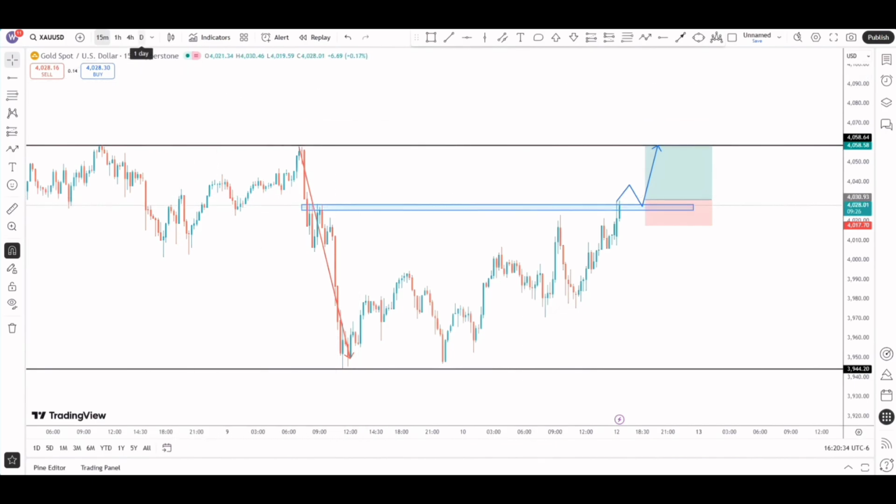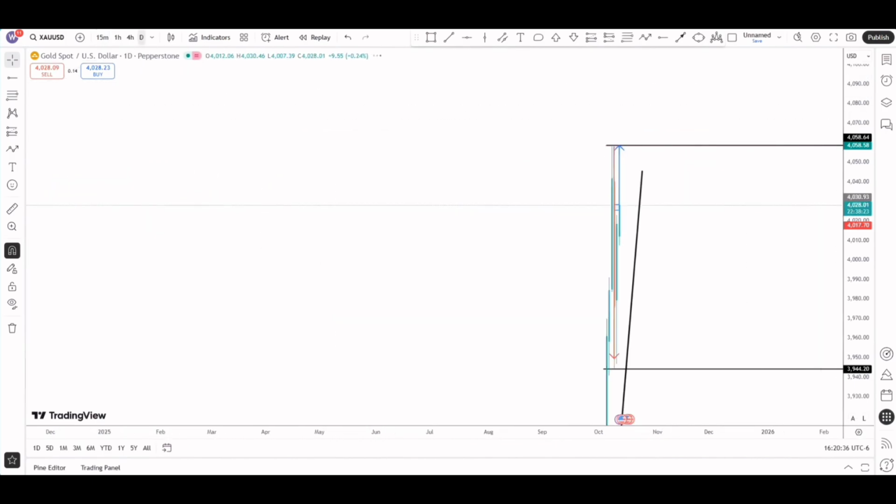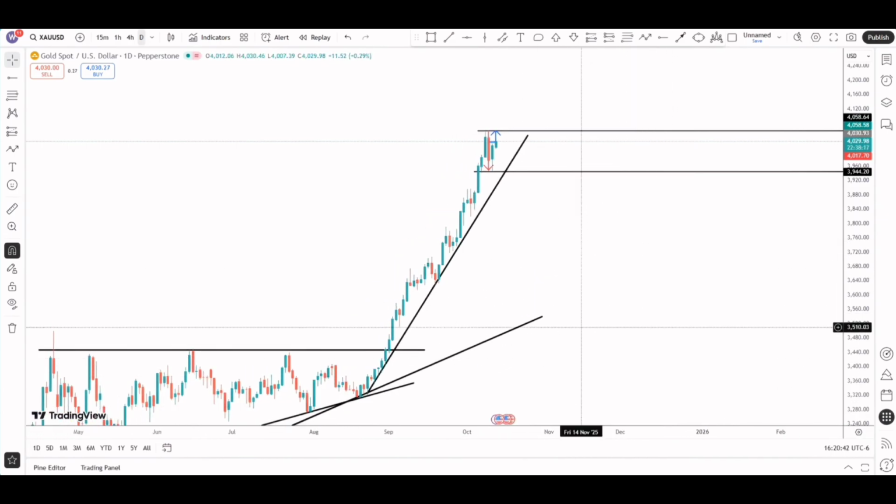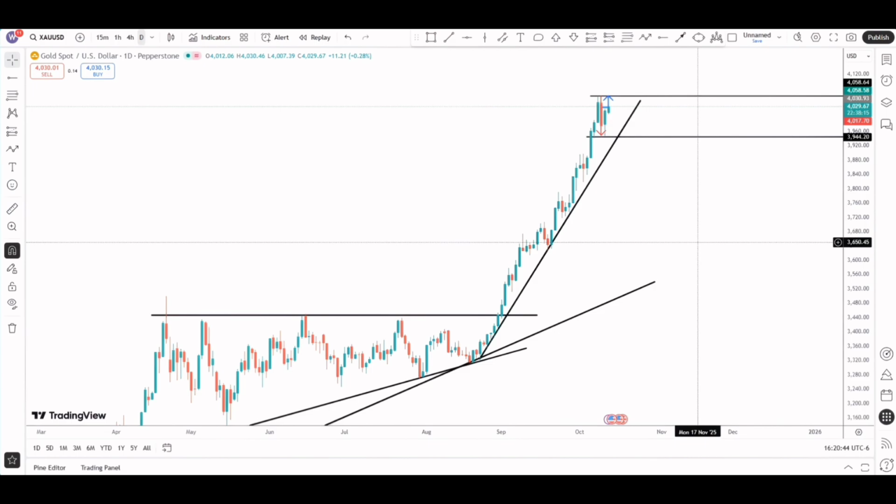If we go back to the overall trend on gold, we can see that gold has been in an uptrend. So at the moment, I wouldn't try going against the trend by taking any sell trades whatsoever.